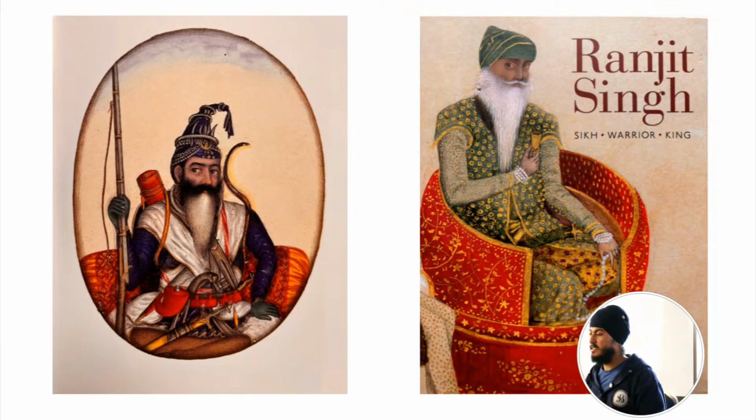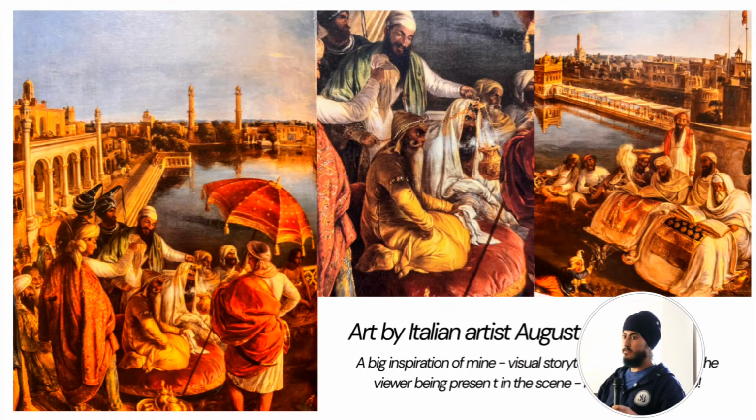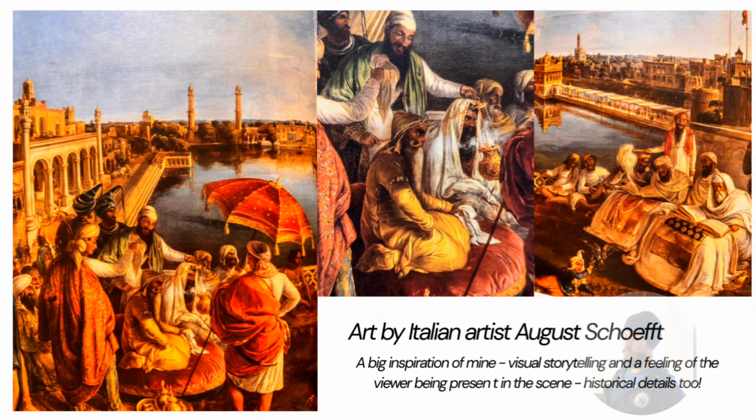But then comes in European and British and Western influence. Now, Italian artist August Schoft is a really big inspiration of mine. So he came all the way from Italy, as I said, in the early 1800s. And he was fascinated by the Sikh Empire and Maharaja Ranjit Singh. And so he actually stayed in Maharaja Ranjit Singh's Darbar for a little while.